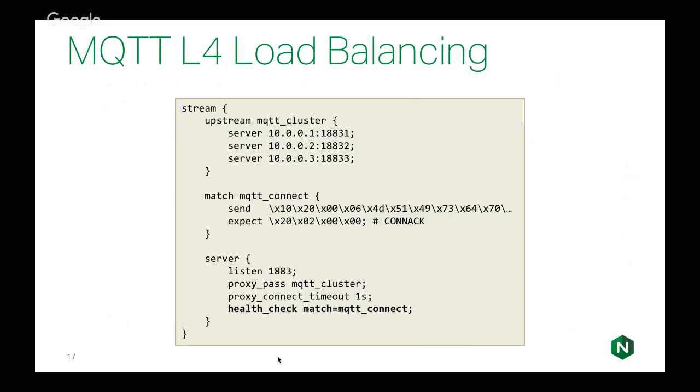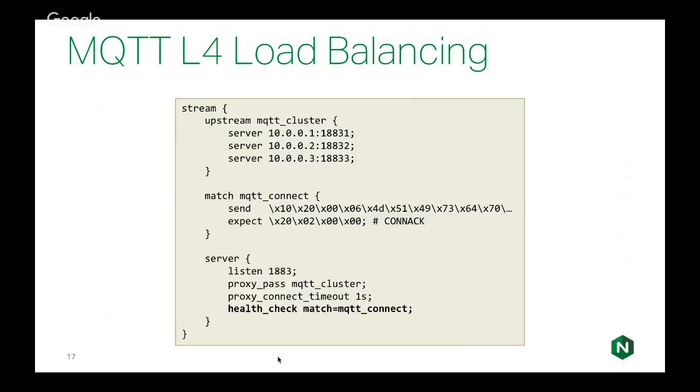So the server block listens as before on the default port, 1883. We'll send all the traffic to the cluster, but in addition, we have a health check directive which requires that we must match the MQTT connect block in order to determine a healthy system. And you see in the match block, the send and expect strings are hexadecimal. MQTT is a binary protocol, after all.